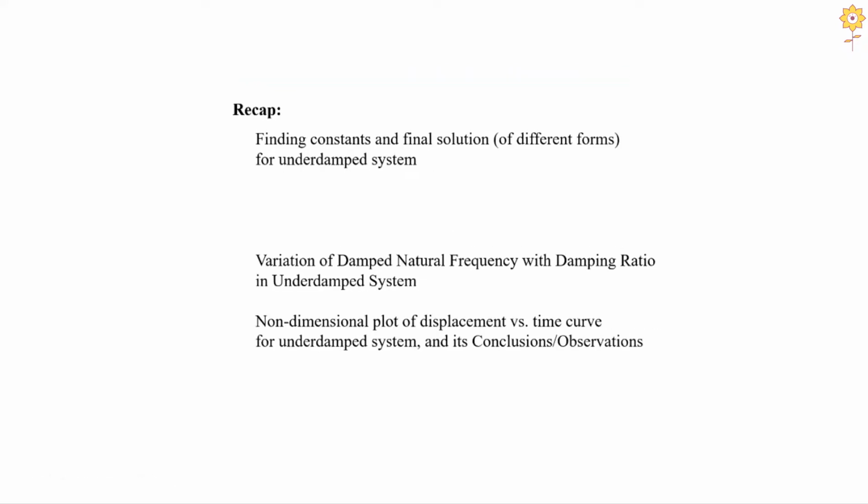The recap. In the last lecture, we found out the values of the constants involved in the three different expressions for free underdamped single degree of freedom vibration systems, and using these values of unknown constants we put up the final solution forms. The three forms of the solution for underdamped system are given as x of t is equal to e raised to minus zeta omega n t multiplied by a sine of omega d t plus b cos of omega d t.